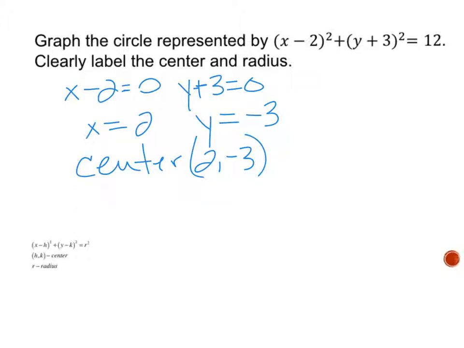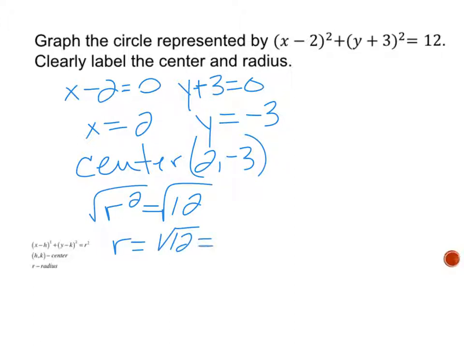Now the next step is to figure out what the radius of the circle is, or the distance from the center to the edge of the circle. We did this by taking the constant term in the equation and setting that equal to r squared, because in the standard form of the circle, the constant term is r squared. So we set r squared equal to 12, and in order to figure out the radius, we would have to figure out the value of r. To do that, we would square root both sides, and you get r is equal to the square root of 12.